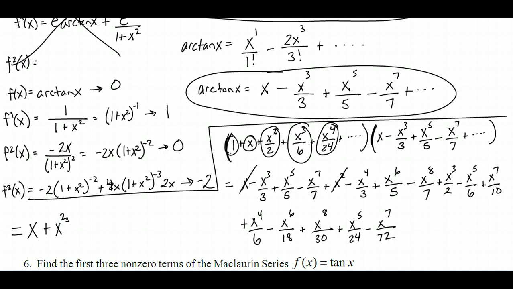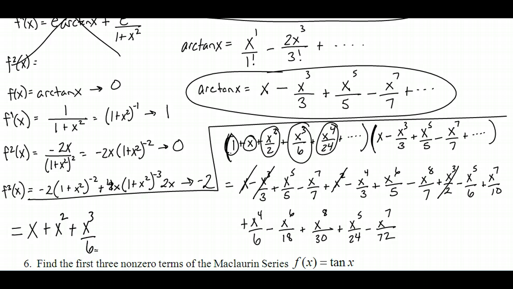When you go to the next one, you want anything to the power of 3. So anything to the power of 3, I have a negative x cubed divided by 3, and a positive x cubed divided by 2. From there on out, everything's going to be bigger than that. So when I put those two things together, a negative 1/3 and a positive 1/2, that's going to give me a positive 1/6. So it's x cubed divided by 6.